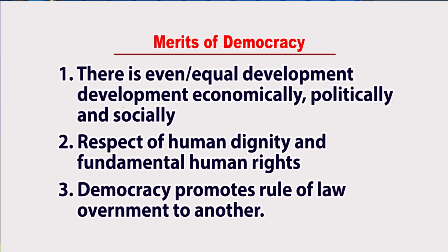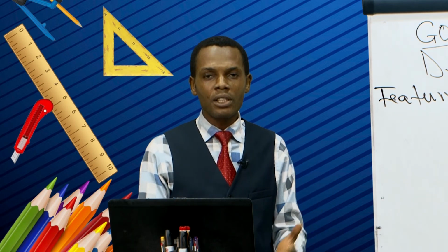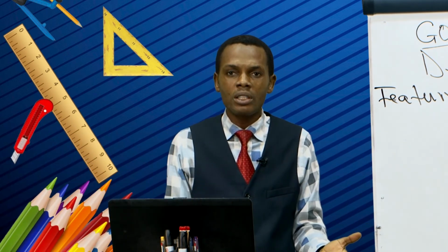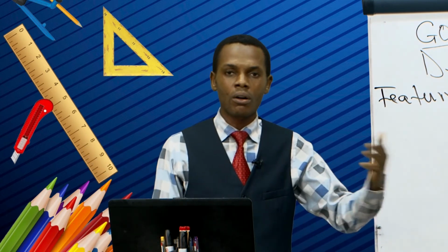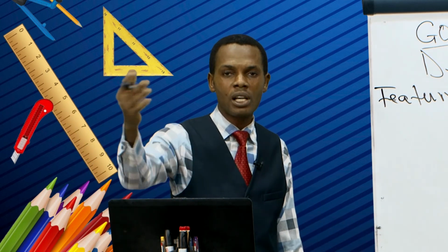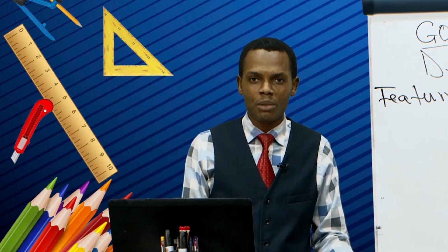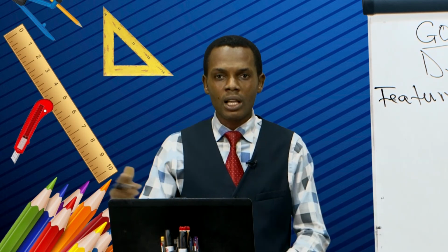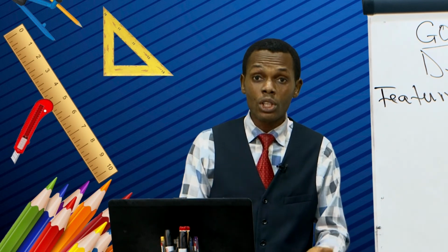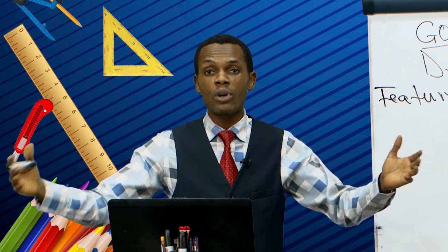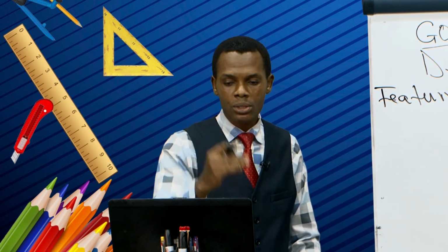Number one, there is even and equal development, economically, politically, and socially. How does that happen? The resources the nation has are shared among the people, especially if that country is subdivided into different parts, maybe regions or states. Then they have opportunity to develop themselves. Like in Nigeria, you see what is happening. Development is happening in Lagos, in Kano, in Abuja, in Abia State, and in many other states, because we practice a democratic process where people have freedom to do whatever they want to do according to the law.